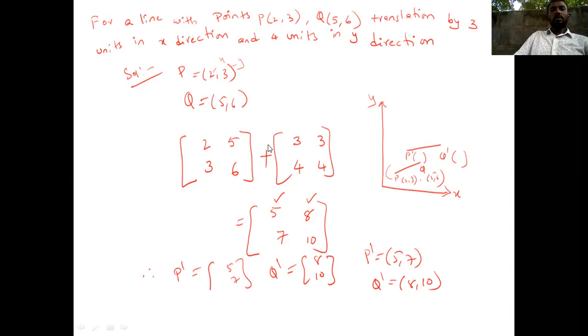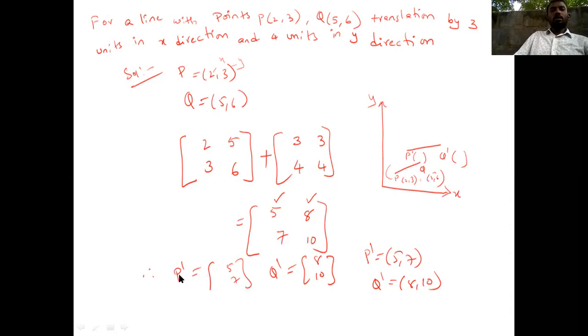You can write like this, plus: the x direction is 3 units, so that's why we are writing 3, 3. The y direction is 4 units, so we are writing 4, 4. So totally, 3 plus 2 is nothing but 5, 5 plus 3 is nothing but 8, 3 plus 4 is nothing but 7, 6 plus 4 is nothing but 10.